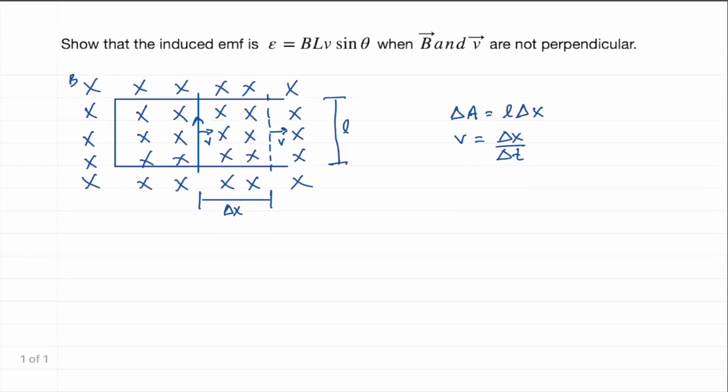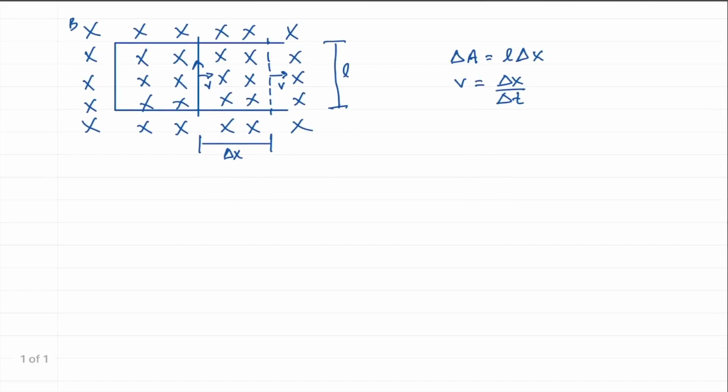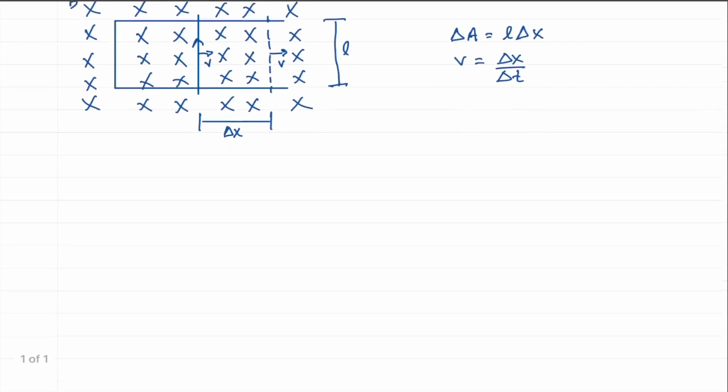So this is our typical setup where everything is perpendicular. We call that mutually perpendicular. Okay, and so we have B into the page. We have a conductor moving to the right. It has length L, and the amount it moves is delta X. This gives us a change in area of L times delta X, and the velocity we know is delta X over delta T.